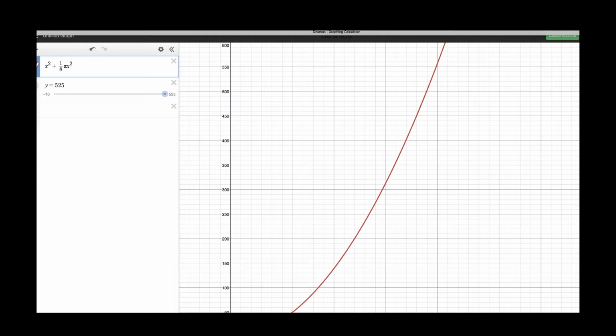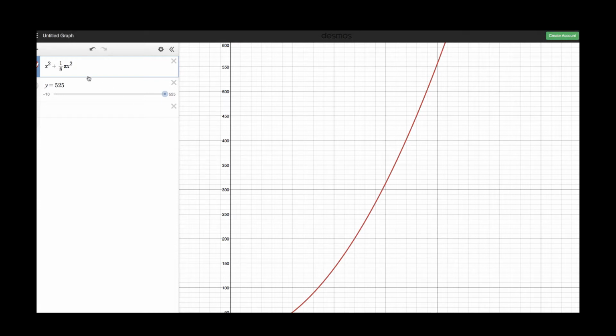All right, so we can see here, this is the graph of x squared plus 1/8 pi x squared. I'm looking at it on the positive side because I don't really care about what's happening on the negative side, because we know that the dimensions of our window are never going to be negative. And I've made my y scale go up to 600 because I want to know what's the value of x, right? What's the length of the window when the area of the window is 525 square inches.